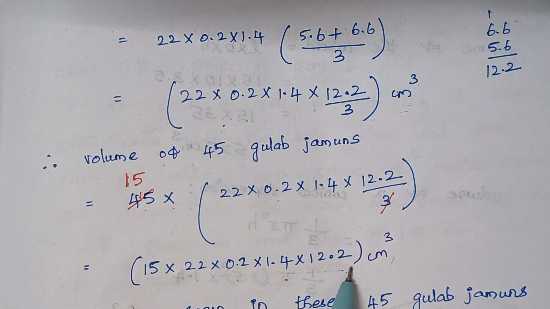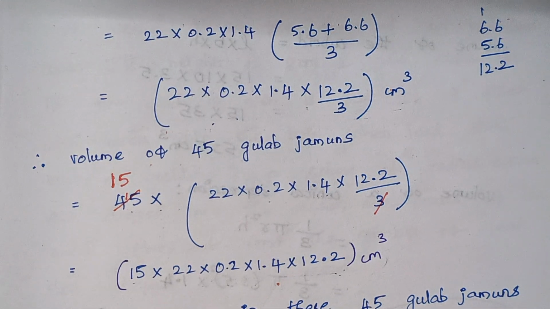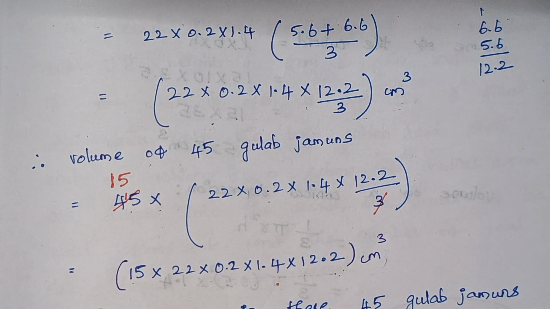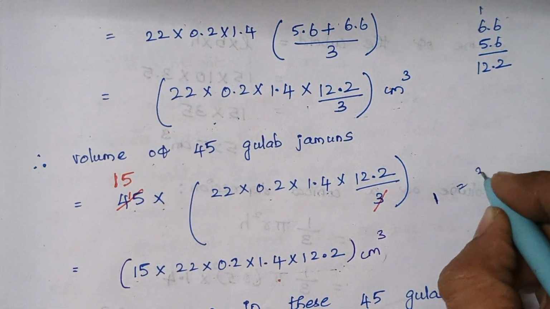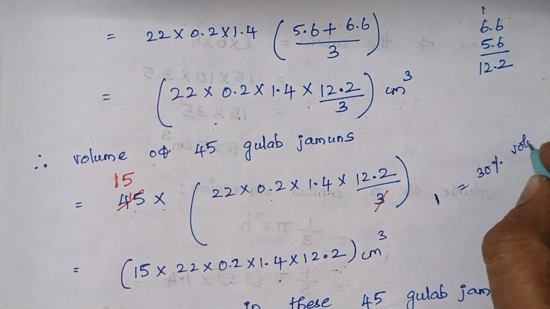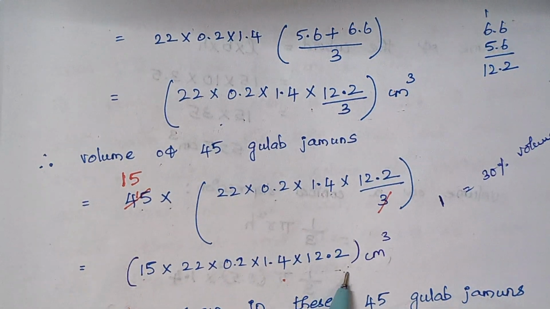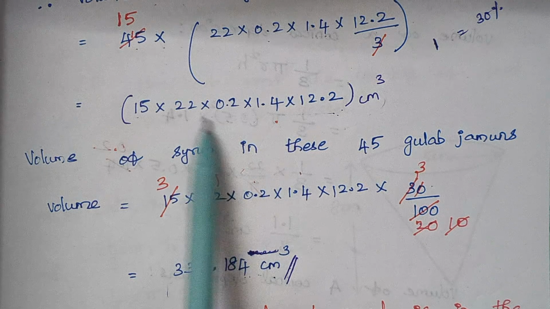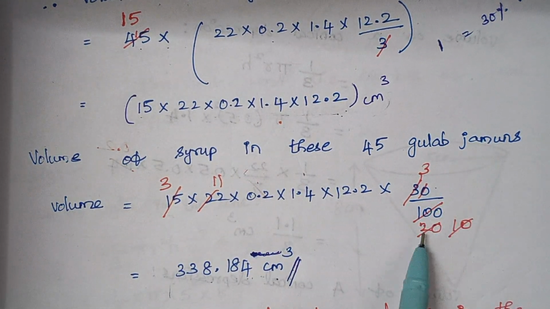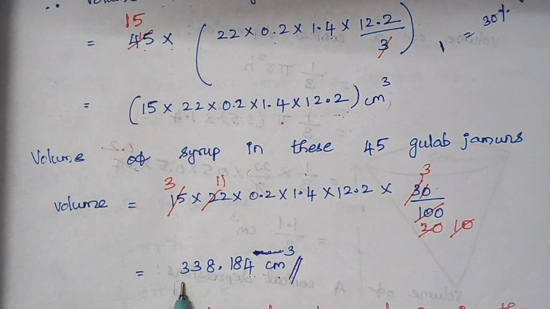Now this is the volume of 45 gulab jamuns, right? But what we actually need to find is the volume of the syrup which is consumed by 45 gulab jamuns. Here a single gulab jamun consumes 30% of its volume, right? Now what about 45 gulab jamuns? You have to multiply this entire expression by 30%, so this entire expression gets multiplied by 30 by 100.